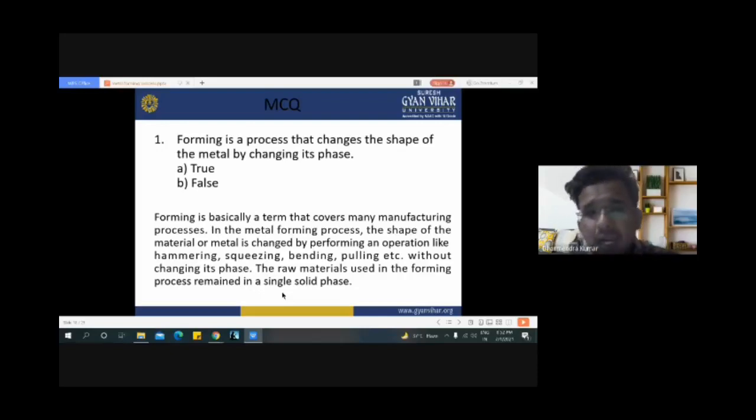We have seen that forming is a process that changes the shape of the metal by changing its shape, not its phase. Here, phase change means liquid to solid, solid to gas. But in the metal forming process, we see billets to sheets, billets to wire, billets to rods. So this statement is false, because forming is a process that changes the shape of the metal by changing its shape, not phase. Here are the descriptions of multiple choice questions.